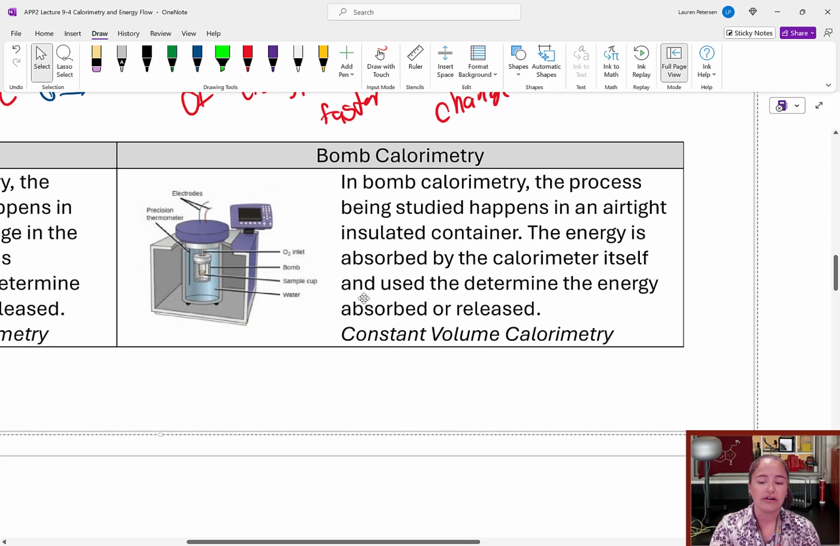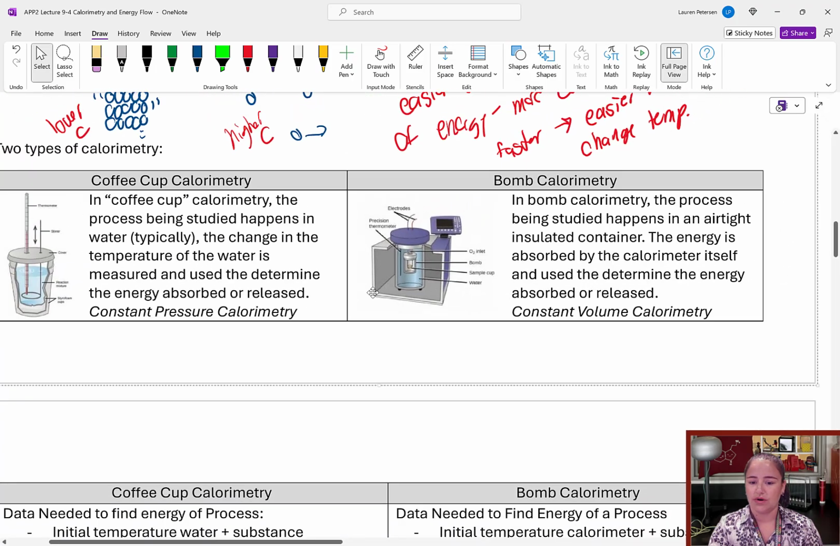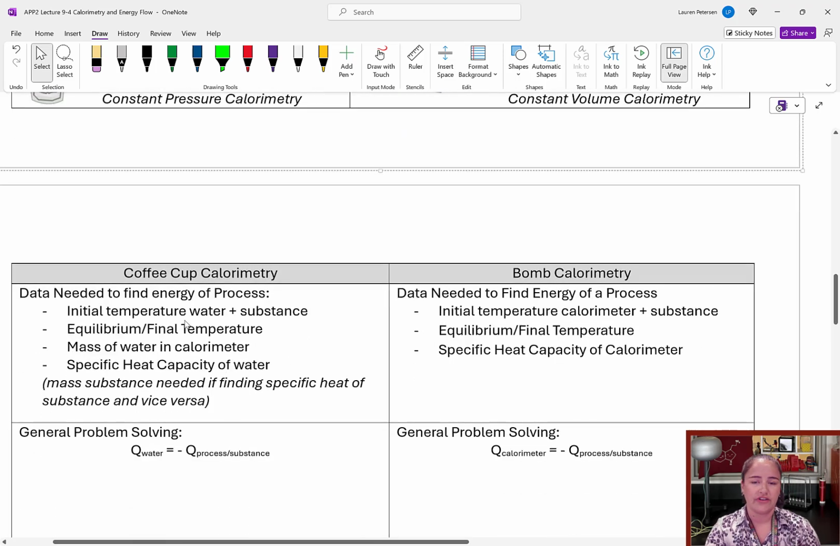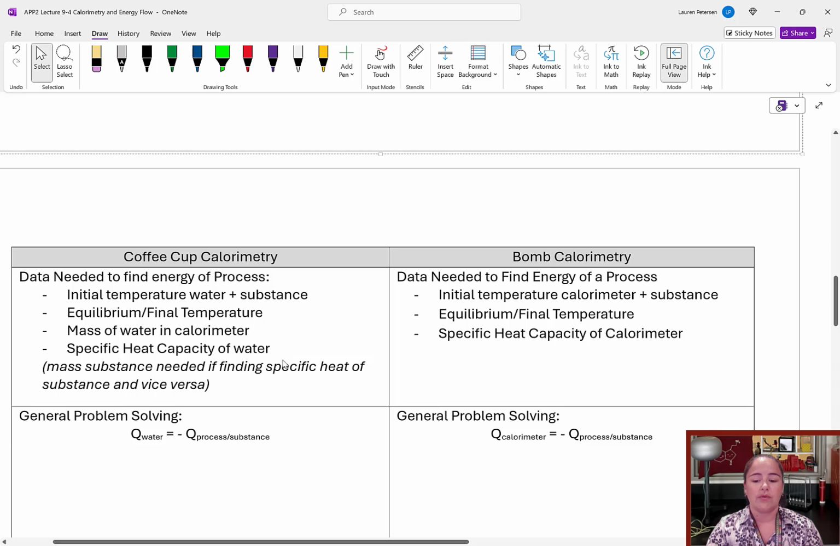Now, bomb calorimetry is very similar. We call that constant volume calorimetry because instead of letting the reaction do whatever it wants in the water, the reaction is going to happen in a sealed, airtight container. So that process happens. It's still normally surrounded by water, but that water is specific to the calorimeter itself. So the calorimeter will have a specific heat capacity. Now, how that actually works in the lab process is in coffee cup, we need a little bit more because we're going to need information about the water and the substance, and both of those can be different. We can use that to find the specific heat of a substance, to find the predicted change in temperature, even to find the mass of a substance if we know the other things. Where in bomb calorimetry, because we know the specific heat of the calorimeter, really to just find the energy of the process, that's all we're going to need is the information about the calorimeter.